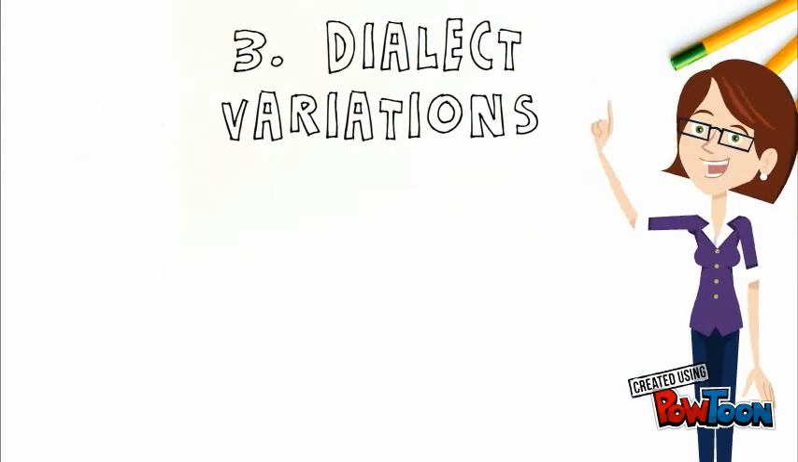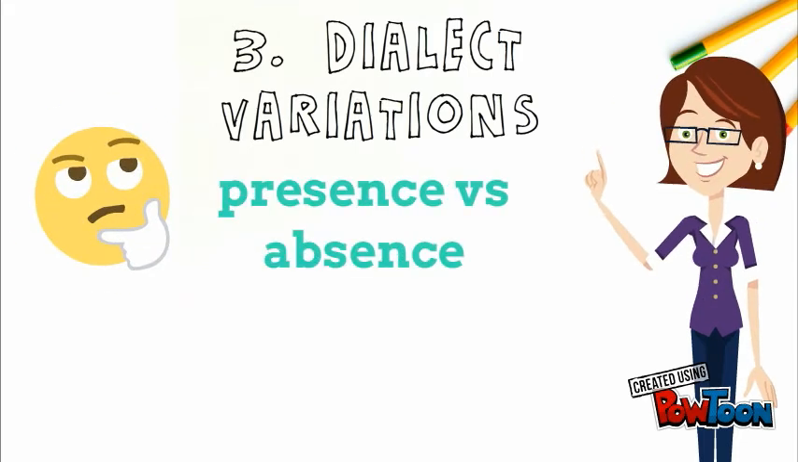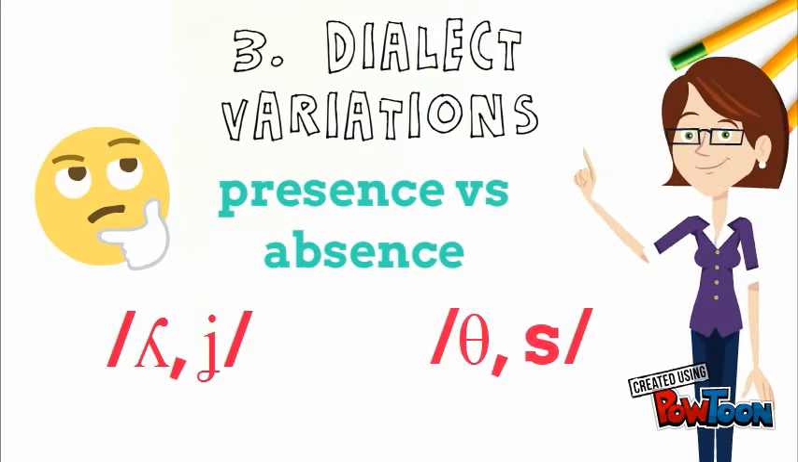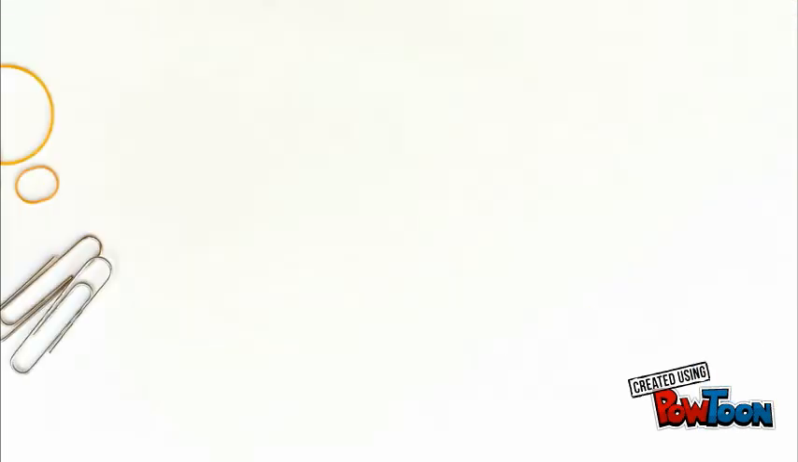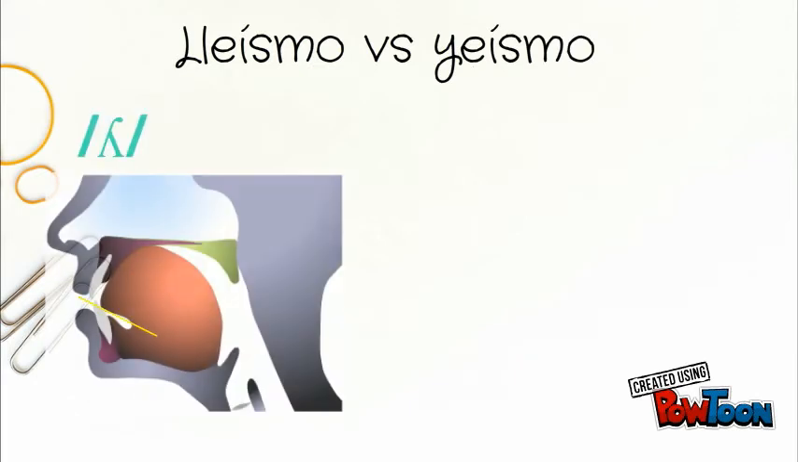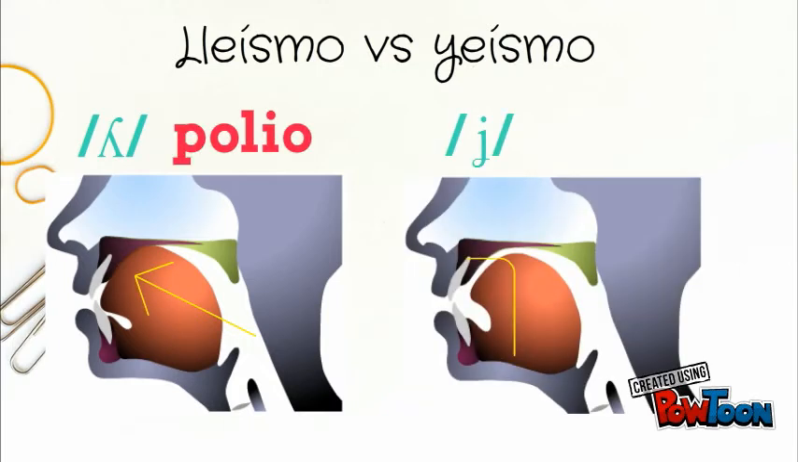In Spanish, the consonants vary more. We have either presence versus absence of ll and y, and presence versus absence of th and s. Lleísmo versus yeísmo. Ll is one sound articulated with the apex down and the middle of the tongue pressed against the palate. Pollo. In y, the body of the tongue comes close to the palate, leaving a space in the middle, allowing airflow without turbulence. Pollo.